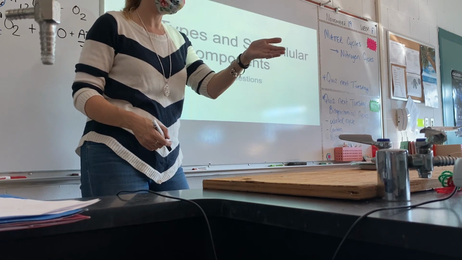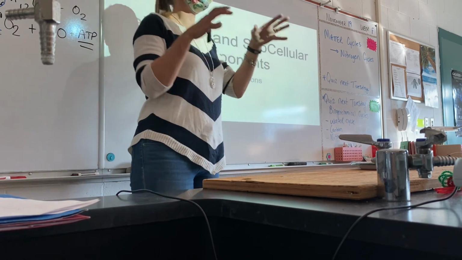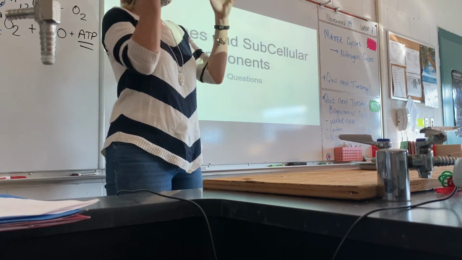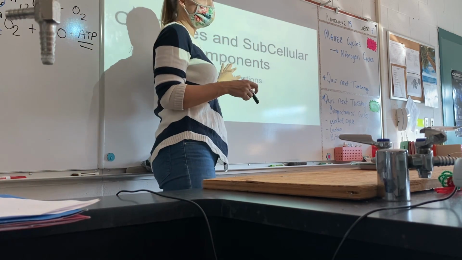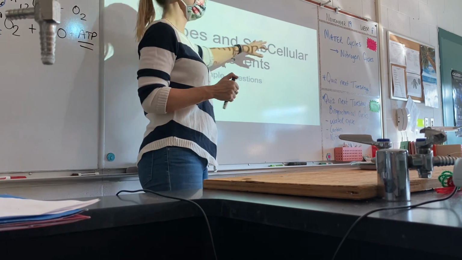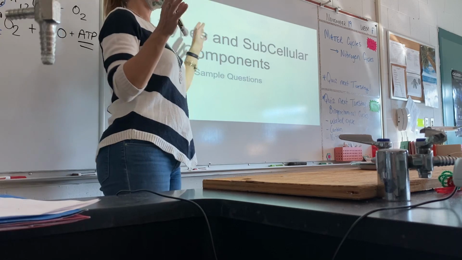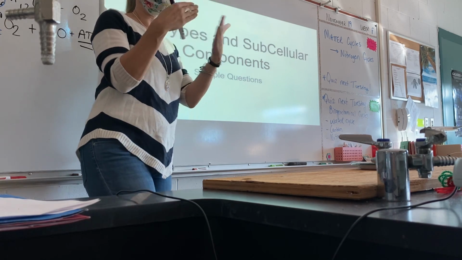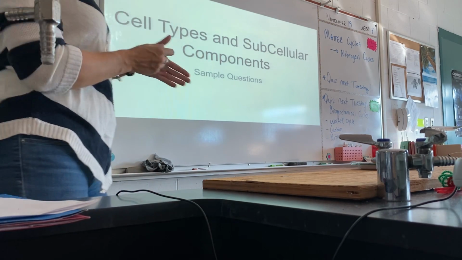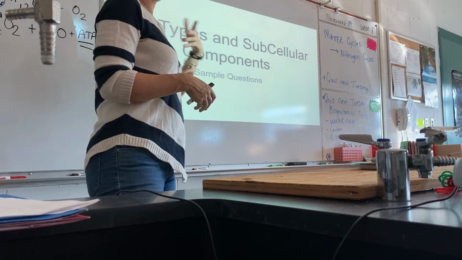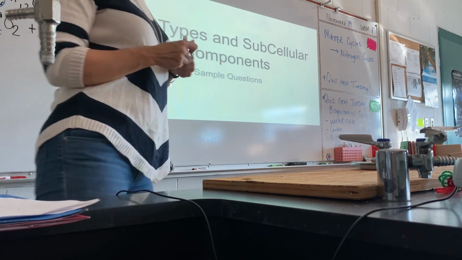So the organelles, right? Just like if you were to talk about subatomic particles, we're talking about the proton, neutron, electron that make up the atom, right? So cell types and subcellular components. So how do the organelles help lead us to different types of cells, okay? So two things: how they're working together and how the organelles lead to different cell types. What we're going to do is look at some sample questions from the College Board, okay? So let's start with that.